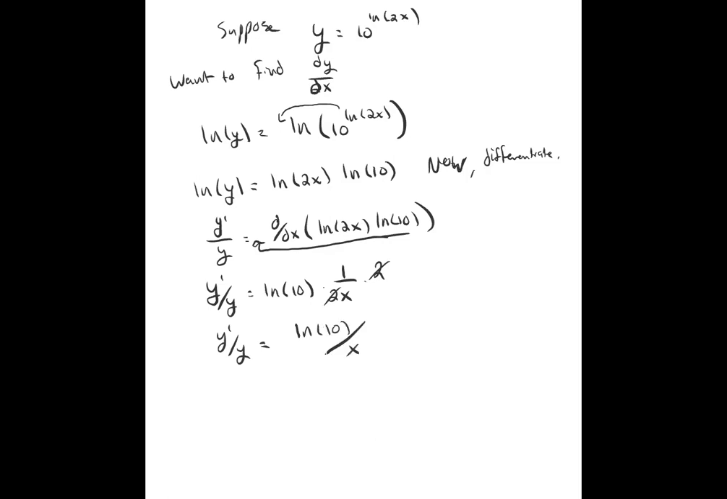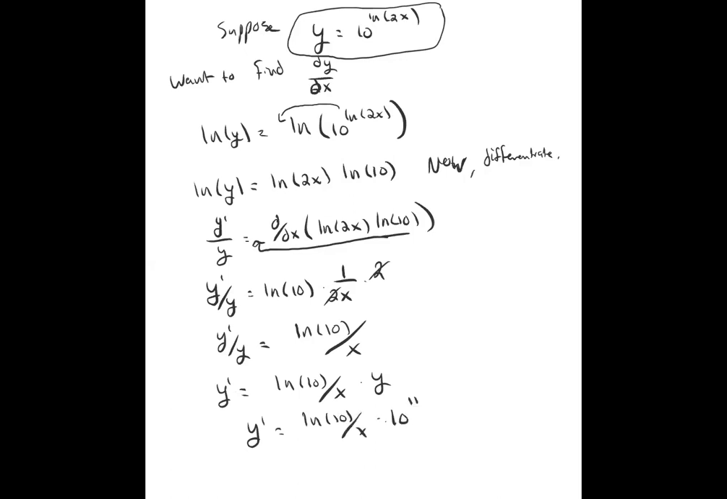Now, all that's left to do is multiply by y. So y prime is log of 10 divided by x times y. But we already had a convenient formula in terms of x for what y was. So we'll just go ahead and substitute that back. And y prime is ln of 10 over x times 10 to the ln of 2x.